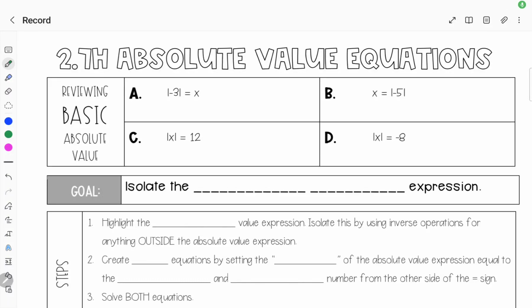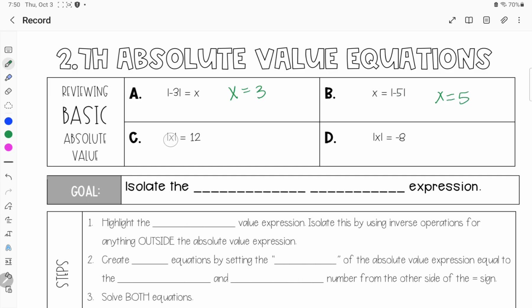Absolute value equations. You guys have worked with absolute value before, but we're going to be working with equations now. So when we look at just a basic review, we're saying that the absolute value of -3 would become a +3. So x in this case would equal 3. In this case, this is saying x equals the absolute value of -5, so x would equal a +5 because it's always going to be positive.